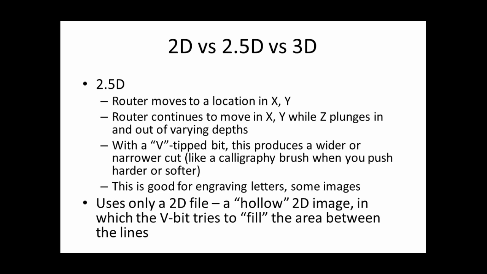We're going to do a 2D profile cut, and then we're going to do some letters inside that shape that we're going to cut out with a 2.5D toolpath, which will give us thin lines and fatter lines and things like that. And typically with sign making, you're going to use a V-tipped bit, which I'll show you. We'll go over different straight cutters and V-tip bits and round over bits and things like that. So you need a 2D file for this, and it needs to be hollow, and I'll show you exactly what I mean by hollow when you do this.